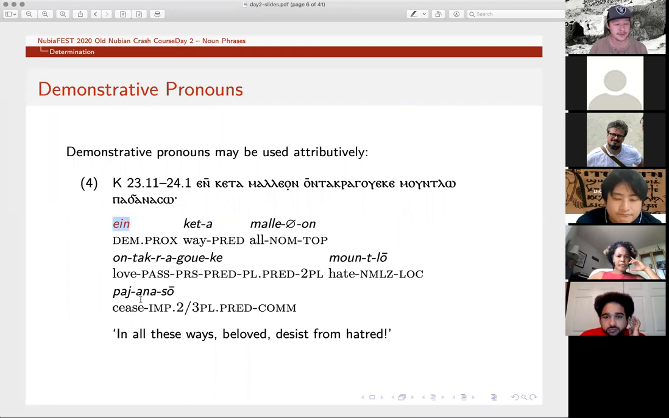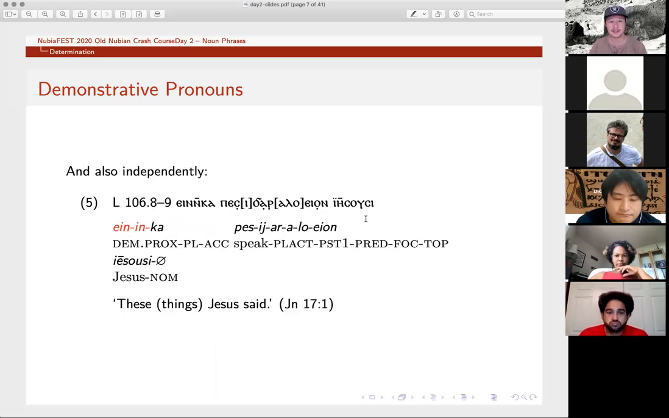What is important here is that we see the demonstrative in here in front of the noun. So this way, and it's plural because this is a plural thing. So in all these ways. Note that the demonstrative is not marked for plural itself. It is only marked for plural when it is used independently and it is plural, as in this example.